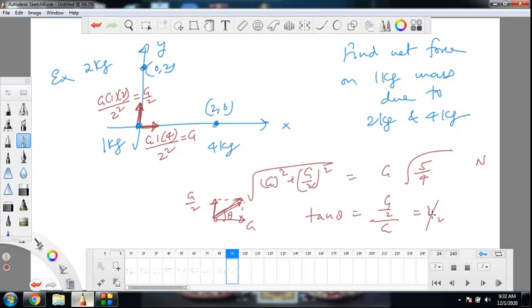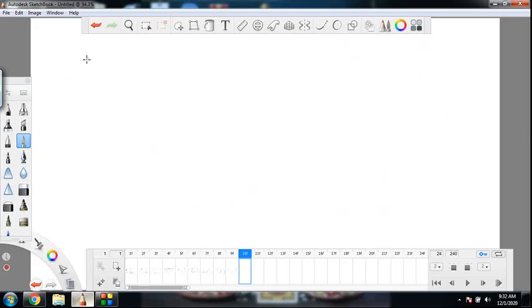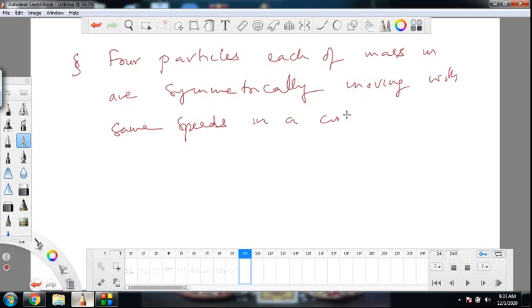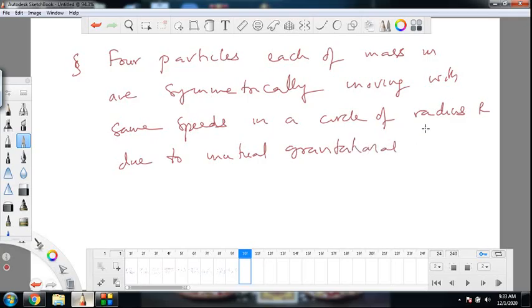Let's look at an interesting question. 4 particles, this is a very beautiful question. 4 particles, each of mass m, are symmetrically moving with same speeds in a circle of radius r due to mutual gravitational forces. Find the speed of any one of the particles.